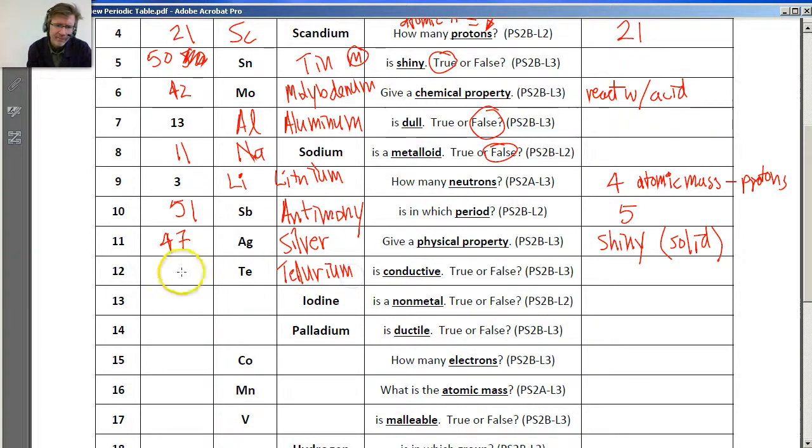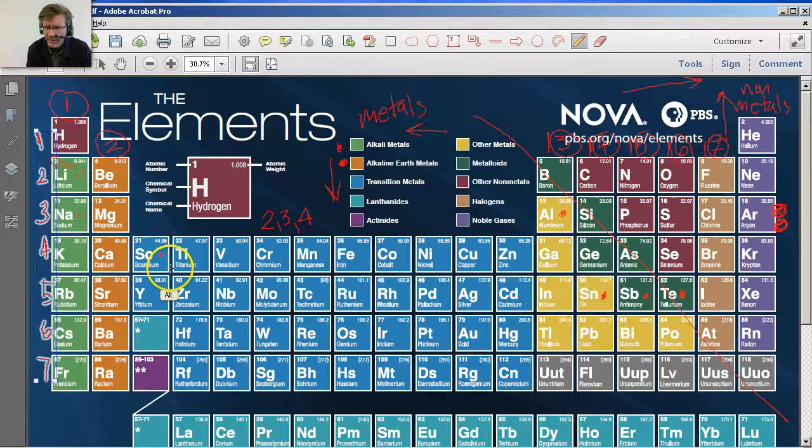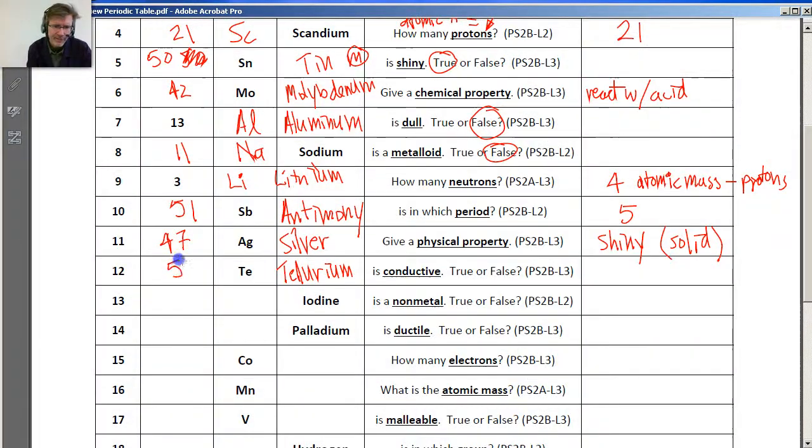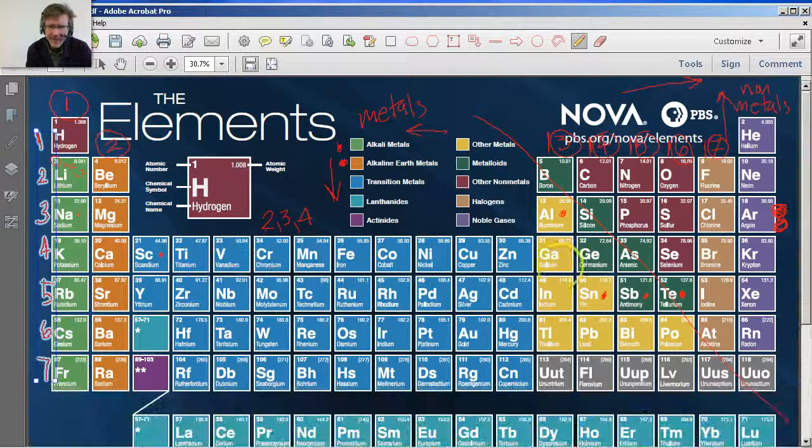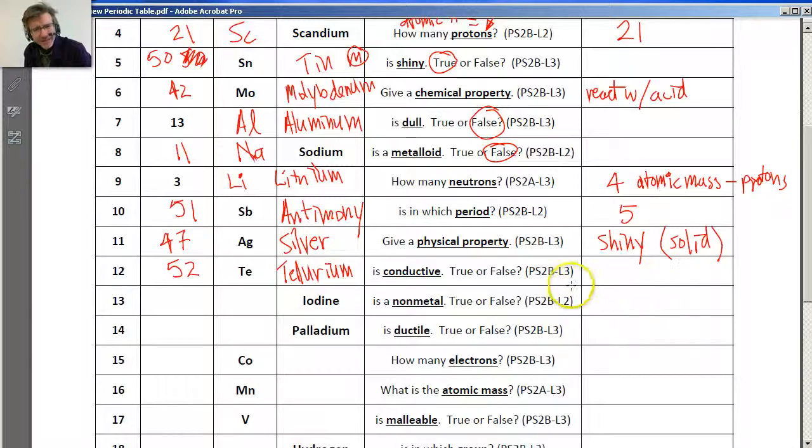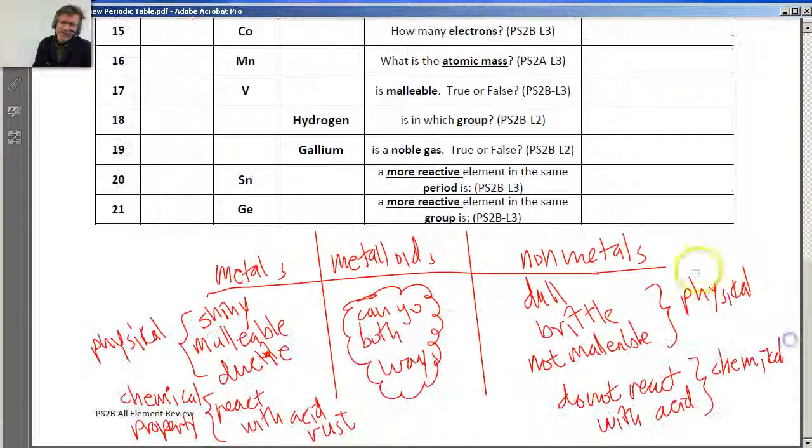Tellurium. And its number, what did I say? 52. Is tellurium a metal? Ooh, you know, it's a metalloid. That means it could be conductive. Conductive is a property of metals. Let's go back down here, add it to our list.